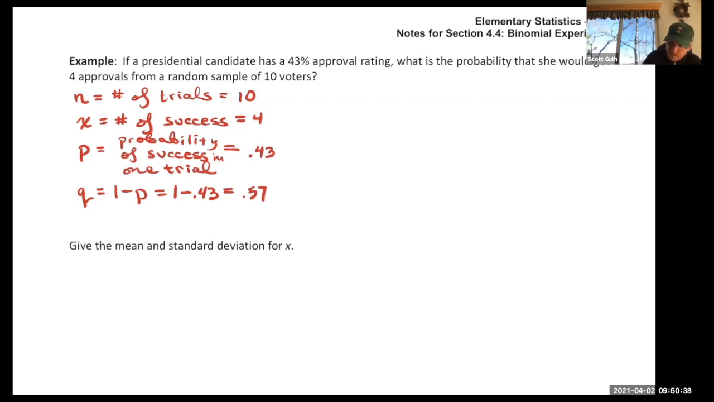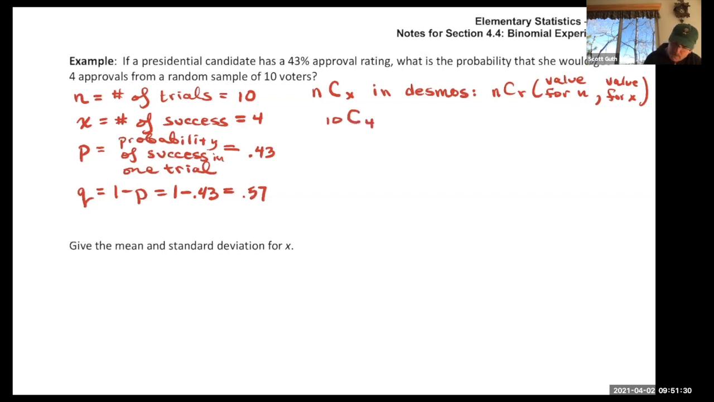Let's do the nCr in Desmos. So let's just do 10, well, nCx in Desmos is nCr, and then you put in your value for n and the value for x. So we're doing 10 choose 4, right? So we can do that. We'll figure that out in a second.